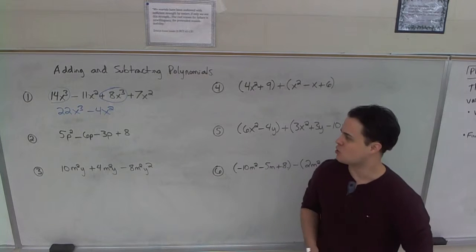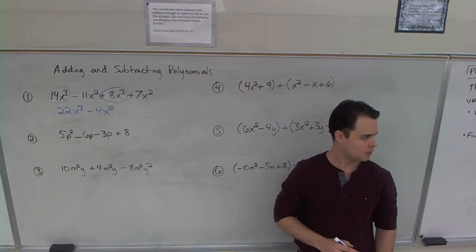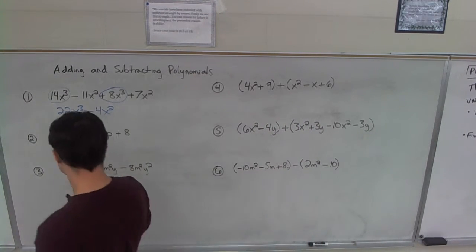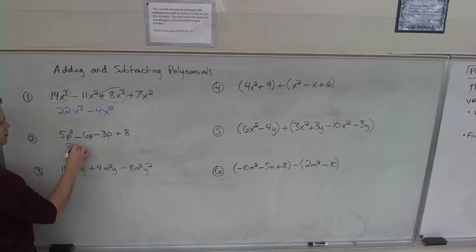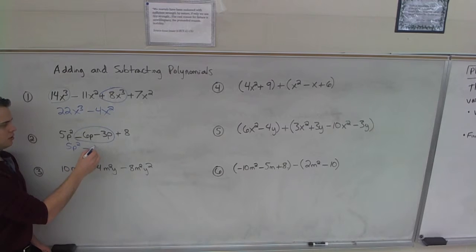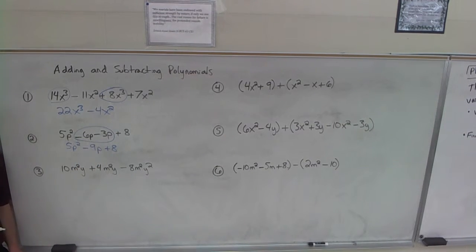Okay. So, what do you guys think? What's the same in number 2? Is anything the same? Can we put anything together? The 6p and the 3p, that's it, right? So everything else stays what it is. So I'm just going to write down the other stuff. Write it in descending order. That should be a reflex already. These are the same, though. So how many of them are there? There's negative 9 of those guys. And then we've got an 8 and a 5p squared.